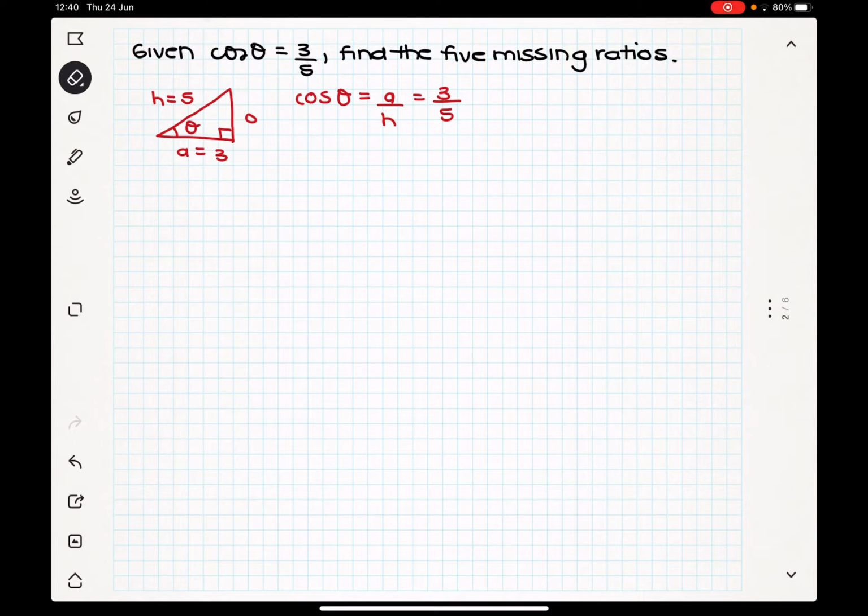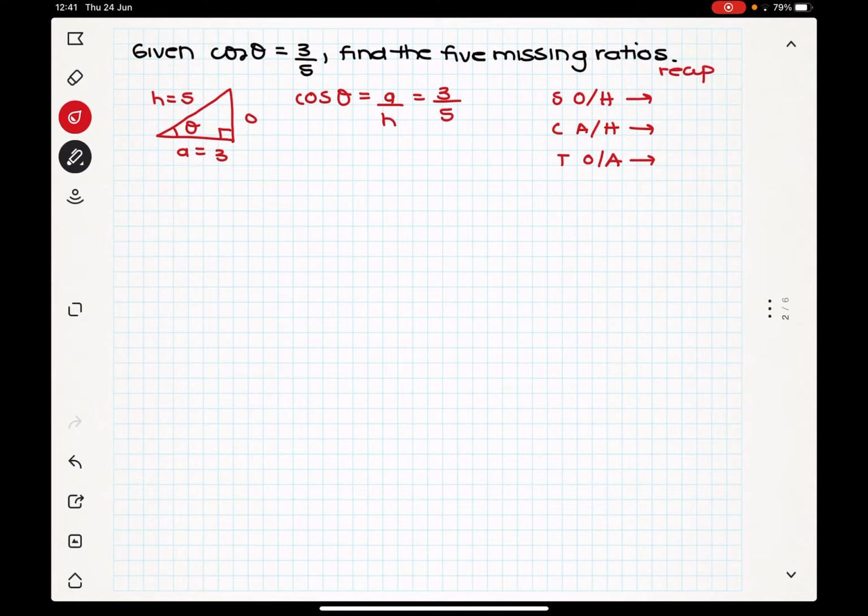Before we move on, let me just write the trig ratios over here. I have sine. Sine is opposite over hypotenuse, cosine is adjacent over hypotenuse, and tangent is opposite over adjacent. The reciprocals are cosecant, this is secant, and this is cotangent, right? Okay, so the first thing that I'm going to do is solve for the triangle.